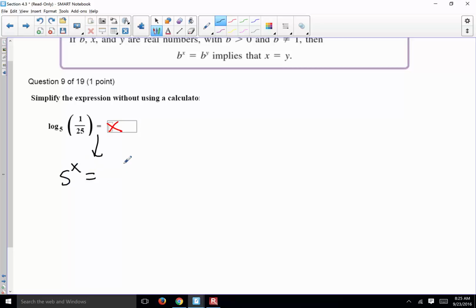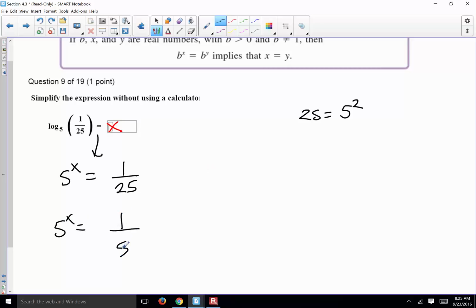5 to the x equals 1 over 25. And this one, this is a hard nut. I have no clue how to find x here, unless you change that 1 over 25 into a power of 5. I know how to change 25 into a power of 5. What is it? 5 to the second, right?